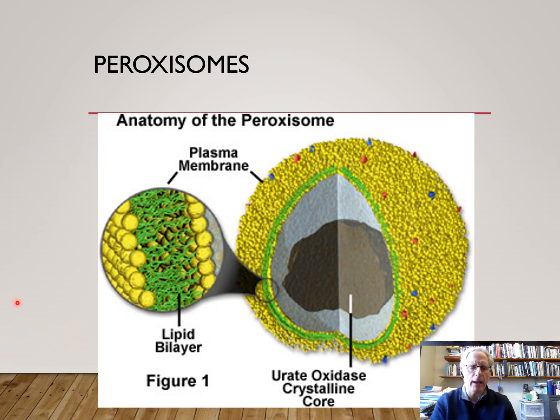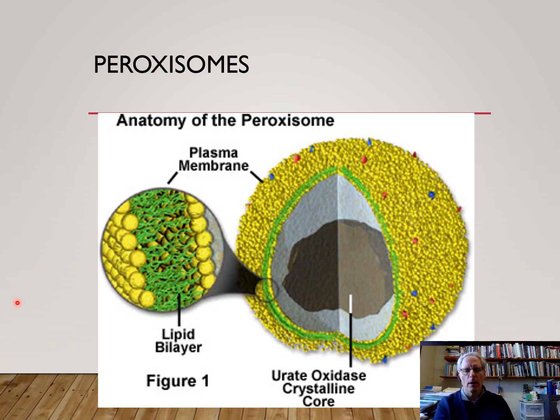Peroxisomes are a more independent membrane-bound organelle. These membrane-bound structures are called organelles. Organelle means little organ. Peroxisomes are used to degrade long-chain fatty acids and to detoxify complex organic molecules. So liver cells will have lots of peroxisomes. Anything that does a lot of fat metabolism will have a lot of peroxisomes.